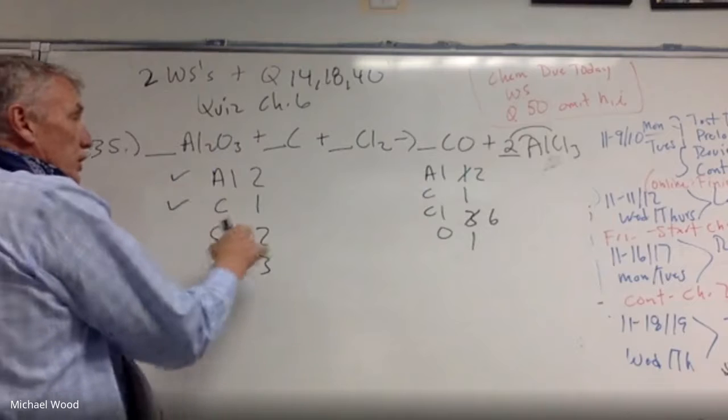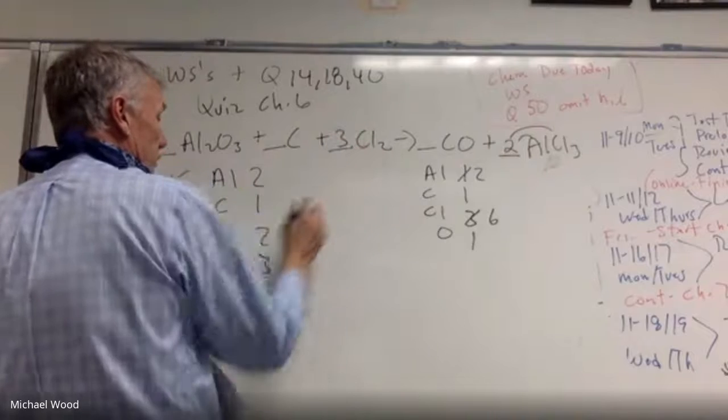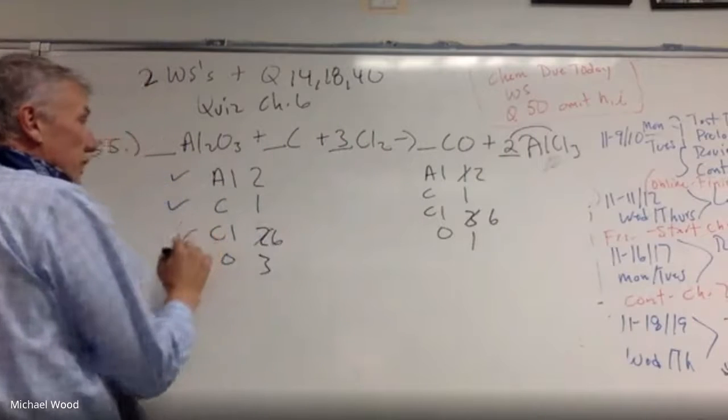Now chlorine's 2 here and 6 here. So if I write a 3 here, again, remember you multiply. 3 times 2 is 6. So now chlorine is balanced.